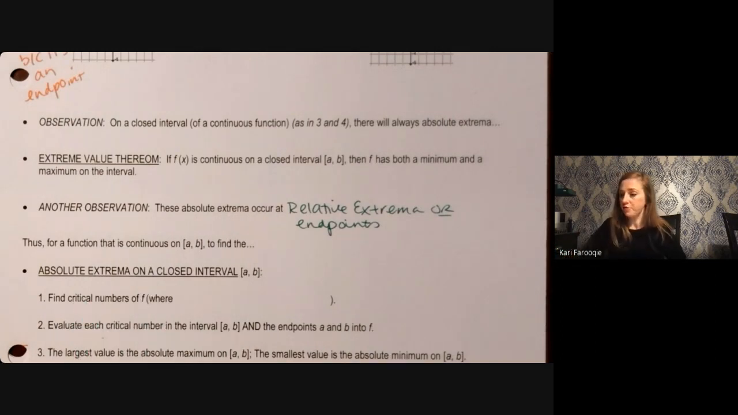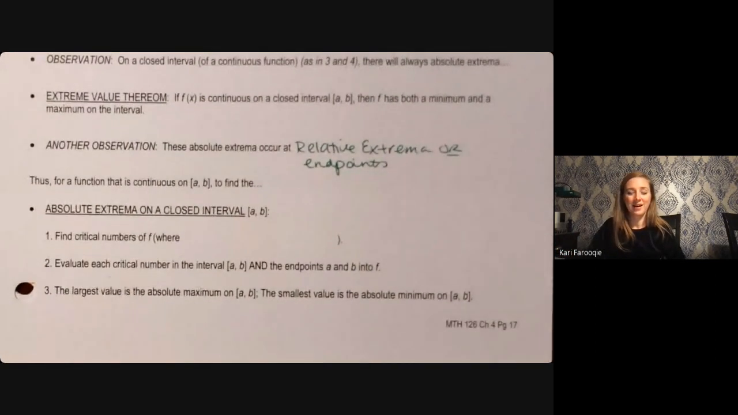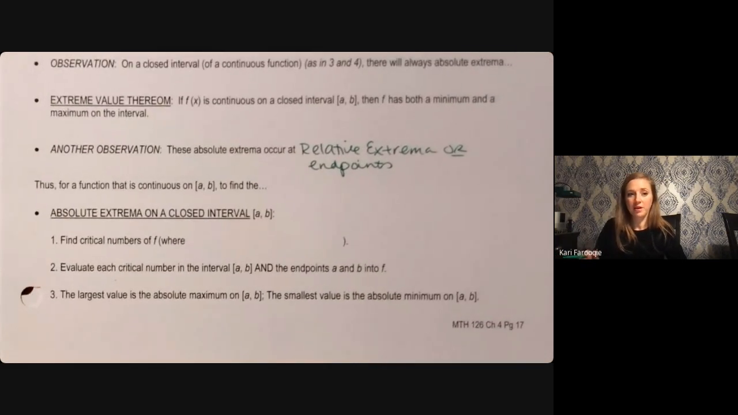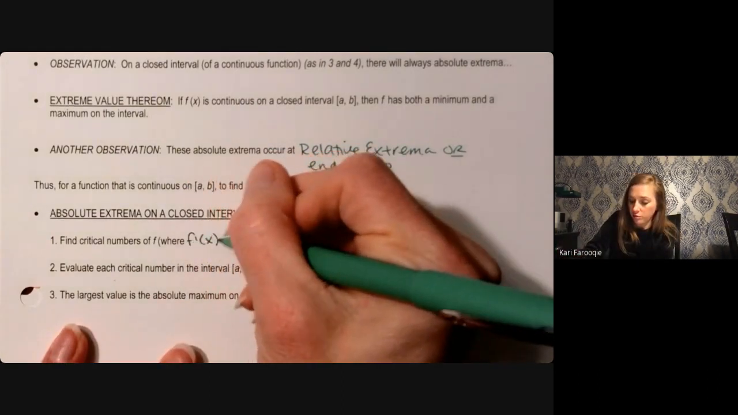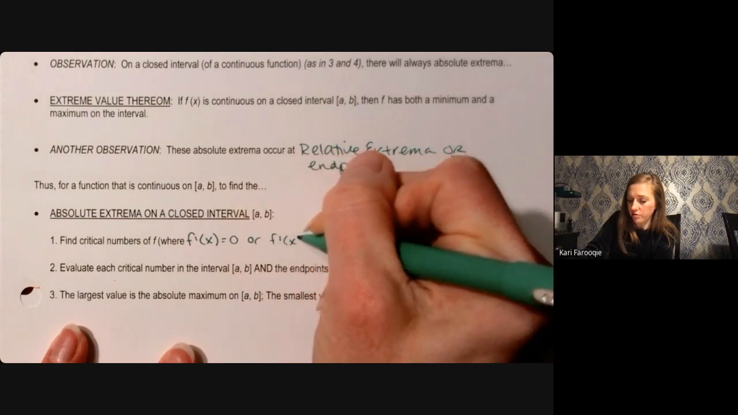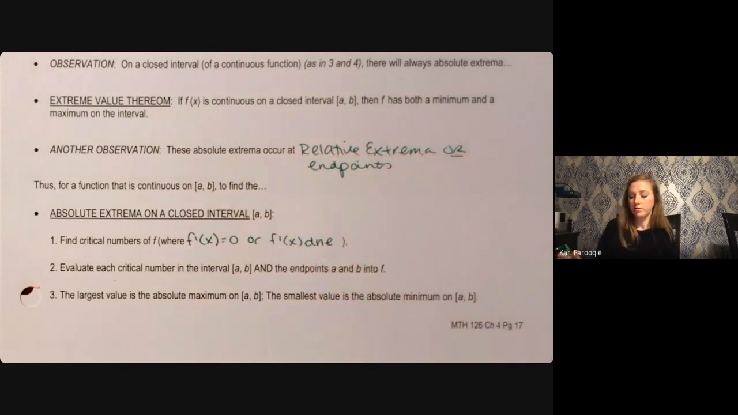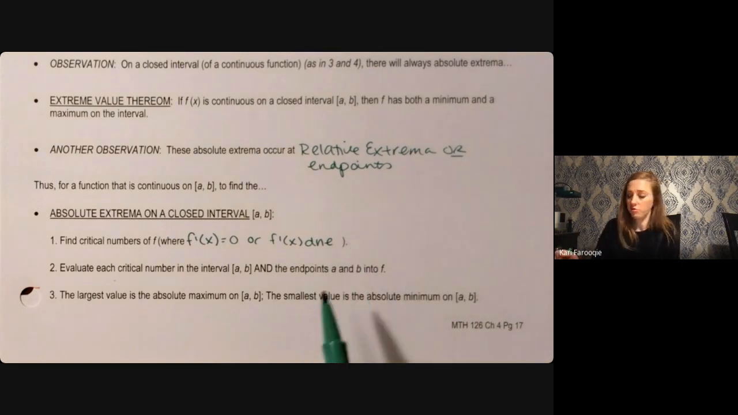Here's what we're going to do. Here's our process. Absolute extrema on a closed interval from A to B. The first thing we're going to do is find critical numbers of f, where, remember, this is where f prime of x equals 0, or f prime of x does not exist. Then we're going to evaluate each critical number in the interval because we know that the critical numbers are possibly going to yield relative extrema, and we know that relative extrema could possibly yield absolute minimum and maximum values. So we're going to evaluate the critical numbers in the interval and the endpoints because we know that the endpoints are another place where we might have these extreme values occurring, absolute extremes.